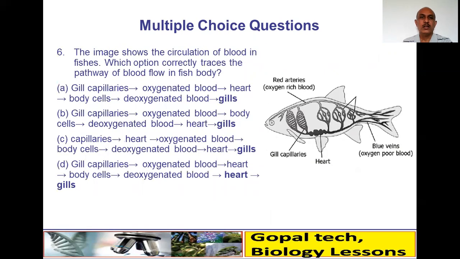Well, the image shows the circulation of blood in fishes. Which option correctly traces the pathway of blood flow in the fish body? Now read all the options, pause the video, write the answer, check it.